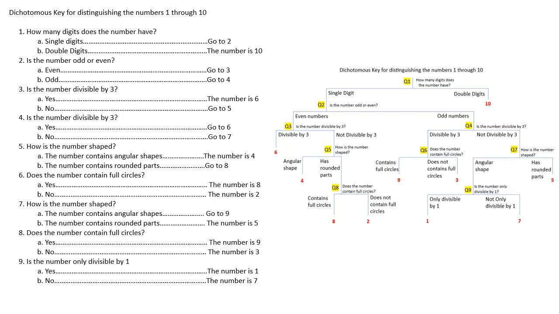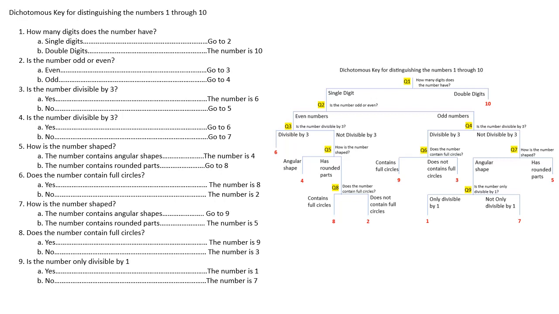The next question is, is the number odd or even? If it's odd, you go to 4. If it's even, you go to 3. Now note that question 3 and question 4 are the same question, but they take you to a different place.